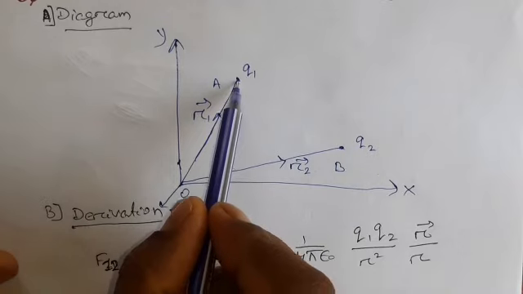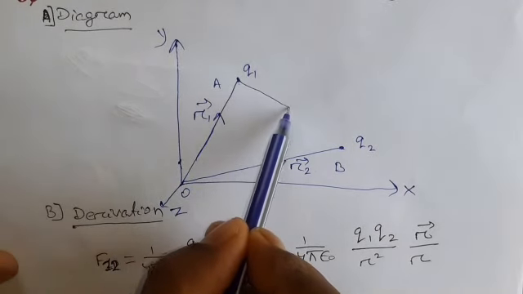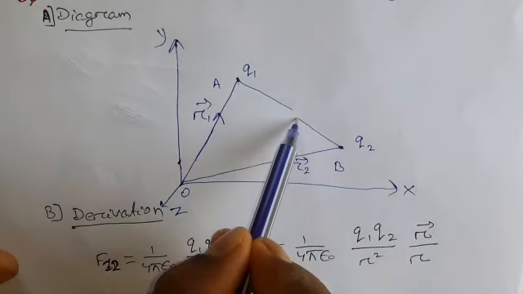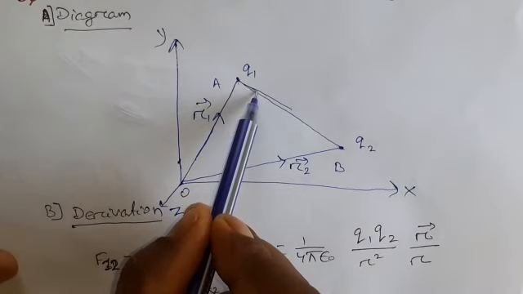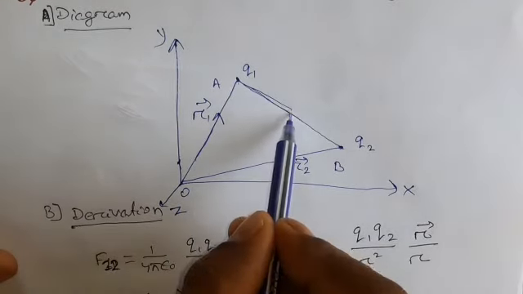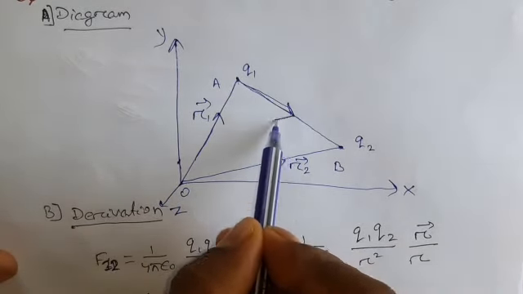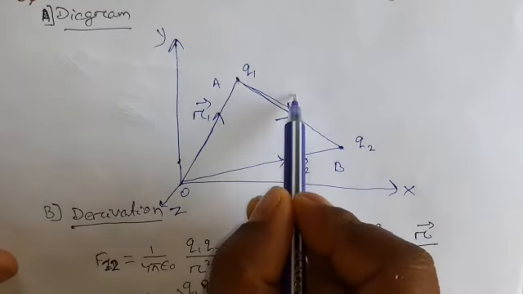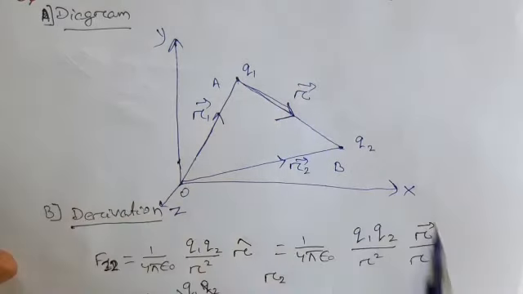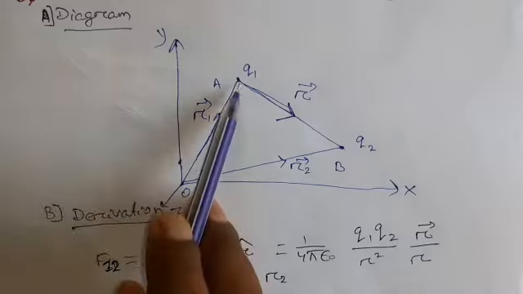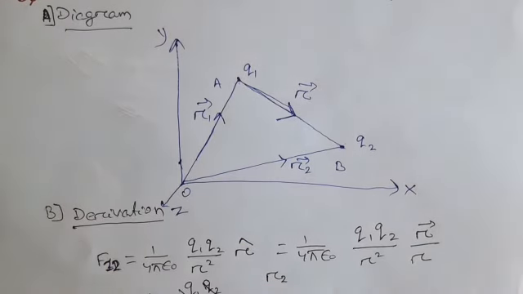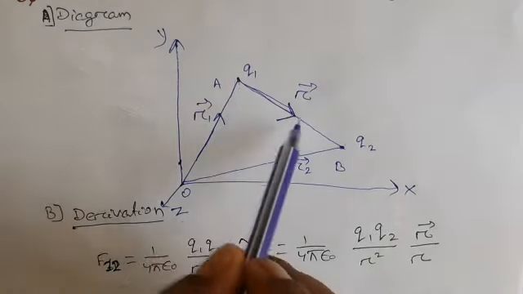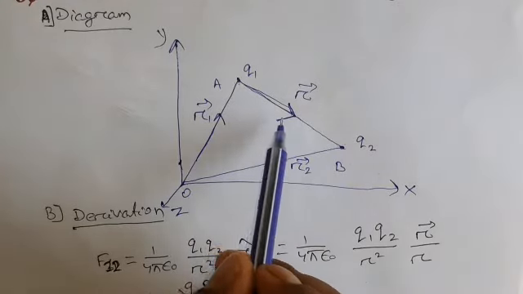Now the displacement vector will be like this. This is the direction of the displacement vector. I will say this is r vector. But here q1 and q2 are unlike charges. Unlike charges means if q1 is positive then definitely q2 is negative, or if q2 is positive then definitely q1 is negative. So what will happen? They both will attract each other.